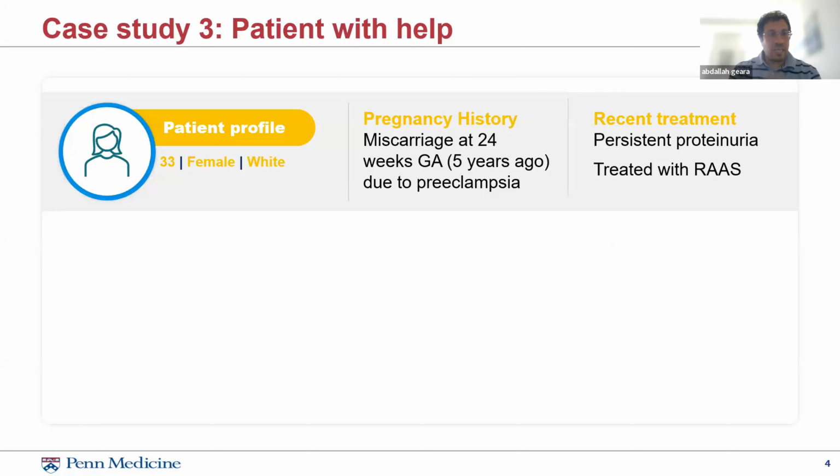I'll go over a case just to illustrate how this has changed over the years. This is a 33-year-old female patient that I saw in my clinic maybe 6 or 7 months ago. She had a miscarriage when she was 24 years old, and she was out of state when all this happened. She just moved recently to our area. Her miscarriage occurred at 24 weeks due to preeclampsia, about 5 or 6 years ago. She had persistent proteinuria that was treated with RAS blockade. That's how she presented to me.